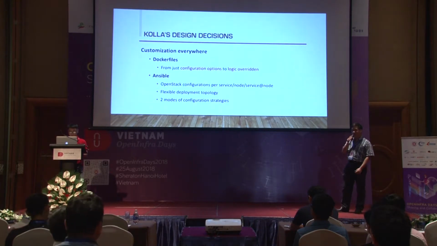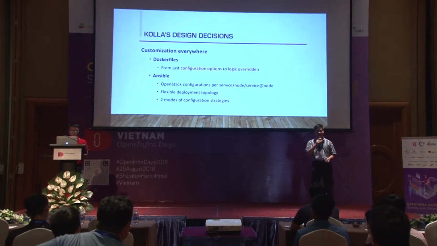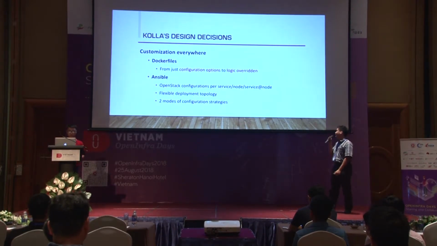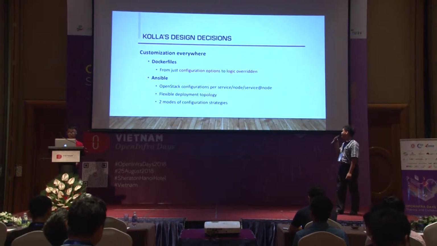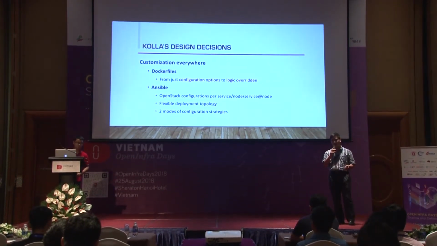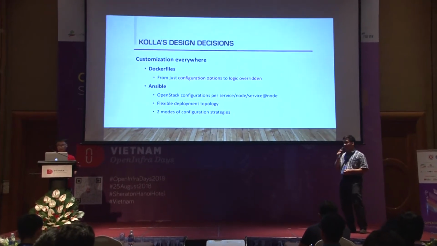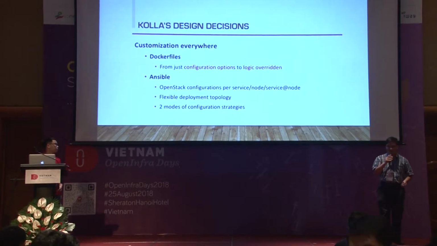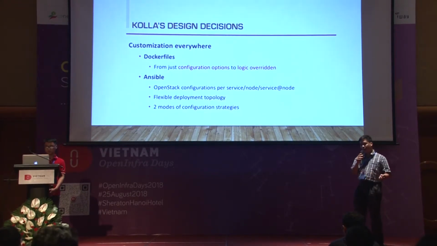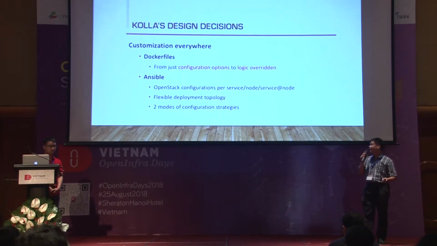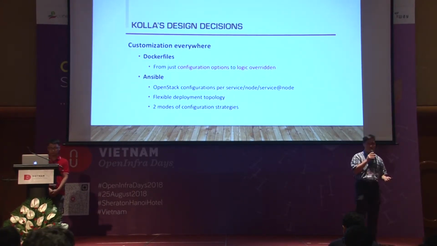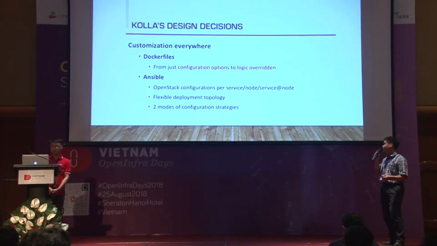Customization is everywhere. You already see that Kolla has two parts. The first one is Kolla image, and the second one is Kolla Ansible. And the customization is done in both parts. For Kolla image, to generate the Dockerfile, we have customization from configuration options to logic algorithms. I mean, OpenStack has many options. Each service has many options, and when we want to deploy the whole OpenStack cluster, we have all of these options. And if we put all options in the configuration of Kolla, we will have a very large configuration set.